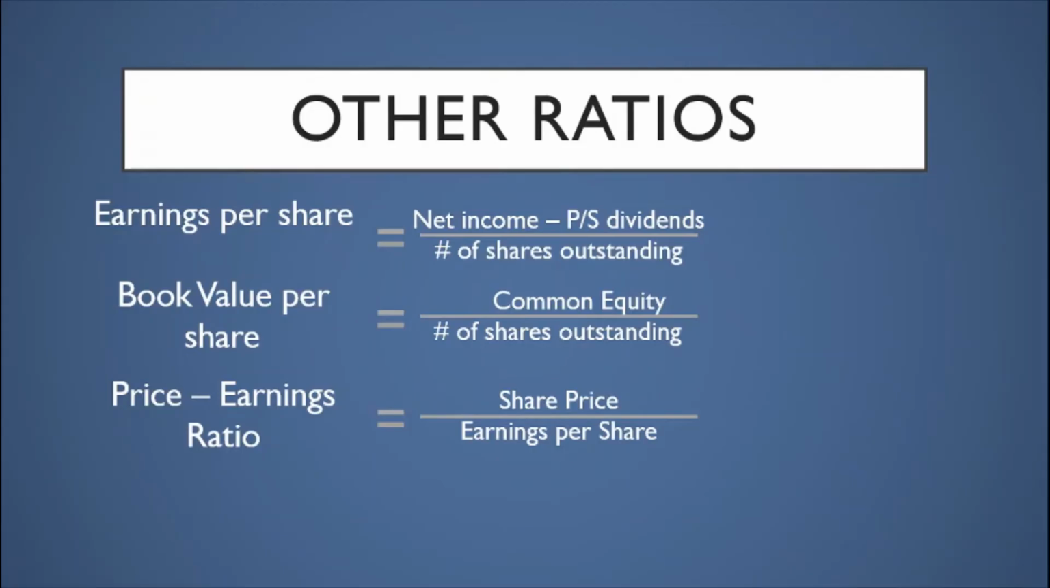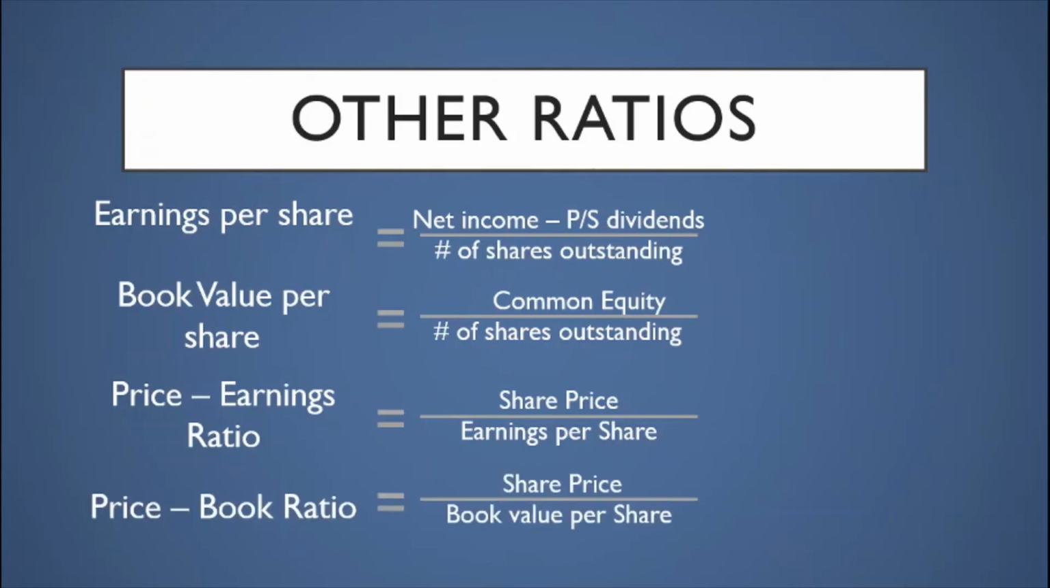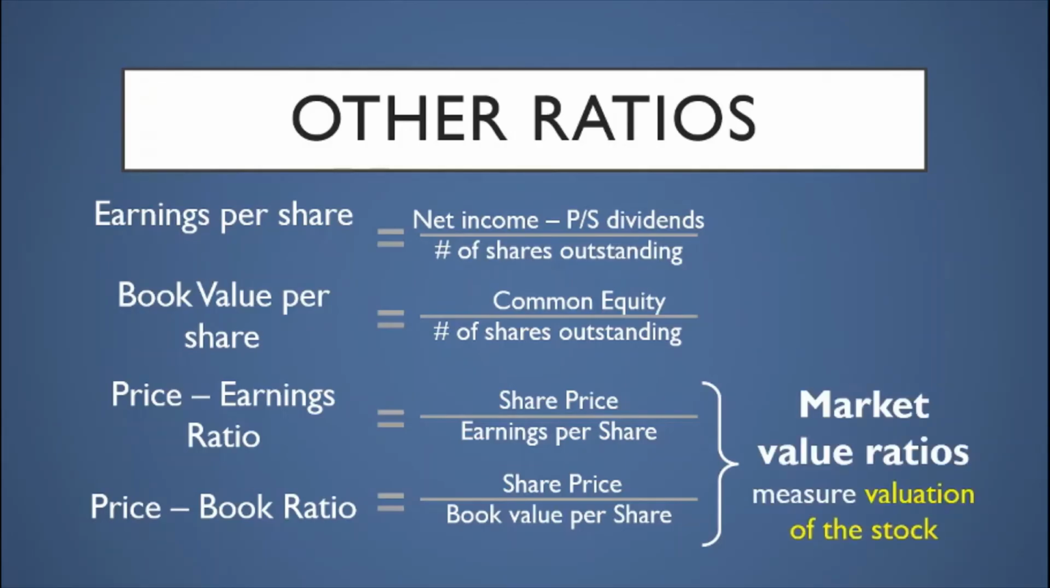Price to earnings ratio. This is equal to the share price over the earnings per share. Price to book ratio. This is equal to the share price over the book value per share. The latter two are called market value ratios, considering they measure the valuation of the stock, whether it is overvalued or undervalued. Sometimes we can refer to these figures.